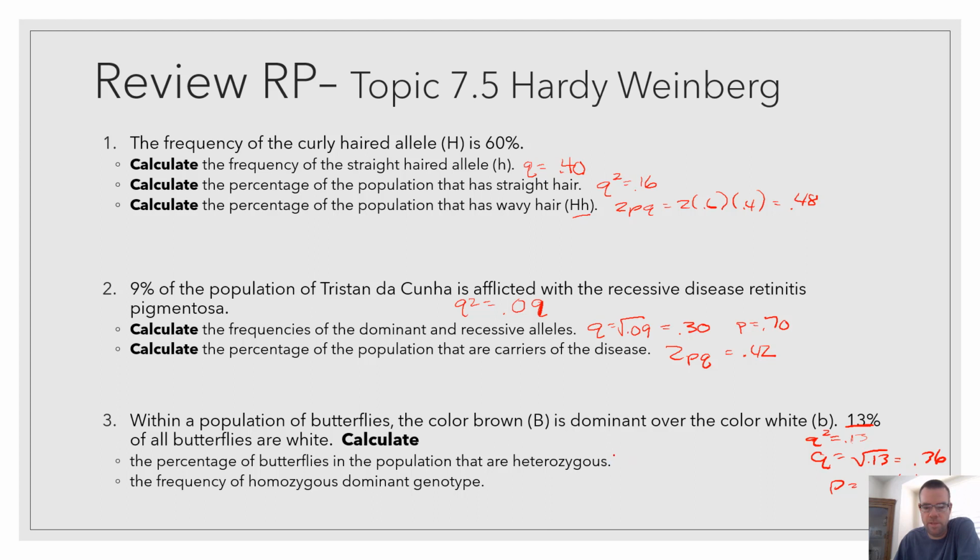For the percentage of butterflies that are heterozygous, 2 times 0.64 times 0.36, that's going to be equal to 0.46. And then the homozygous dominant genotype would be p squared, 0.64 squared, which is 0.41. Okay, hopefully you got those.